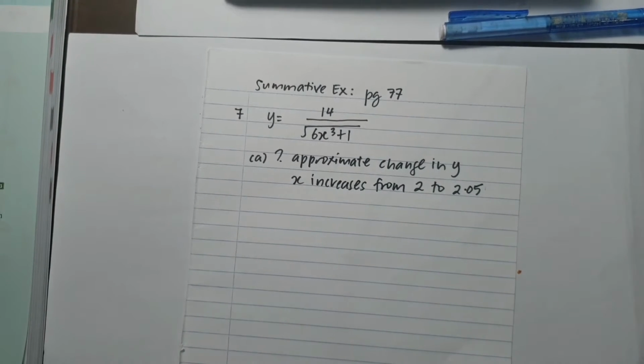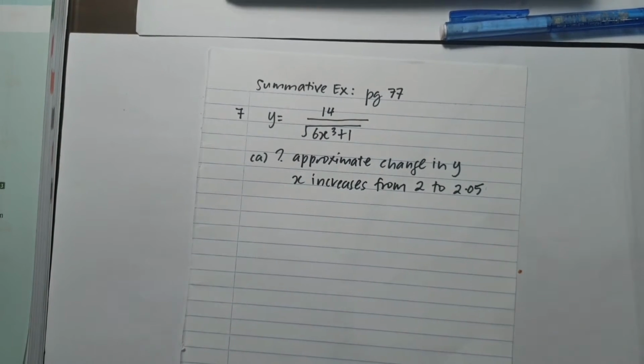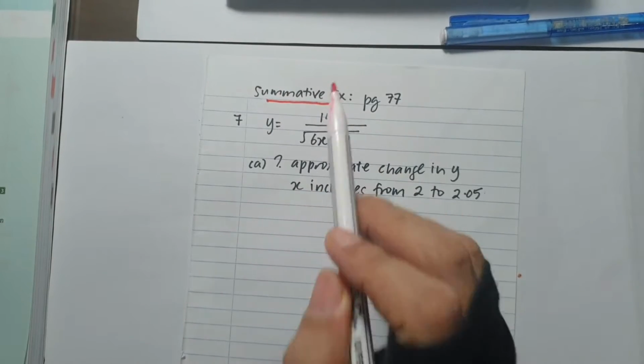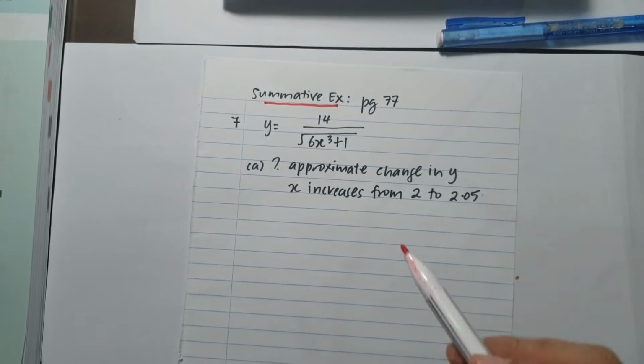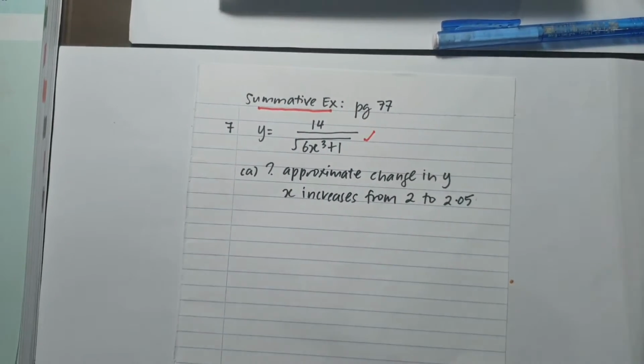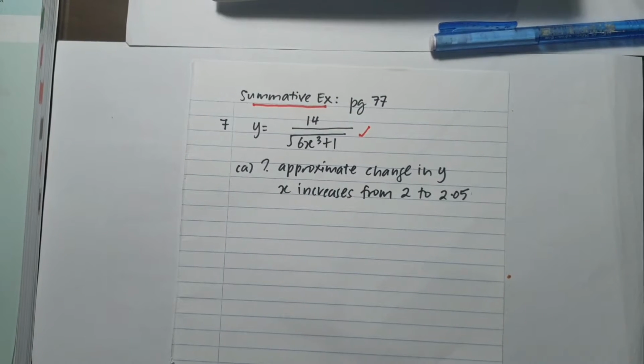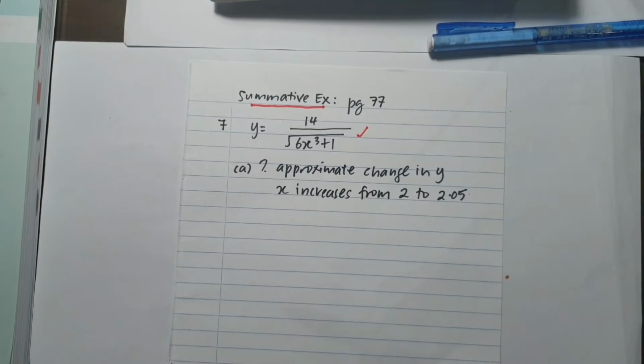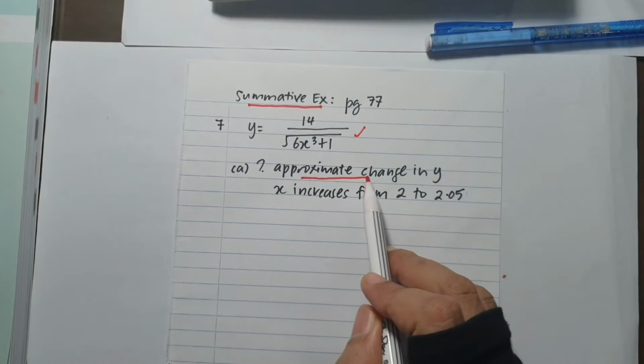Okay, next question, summative exercise, page 77. Number 7. Given this function, so this is a composite function. The first question asks you to find the approximate change in y.